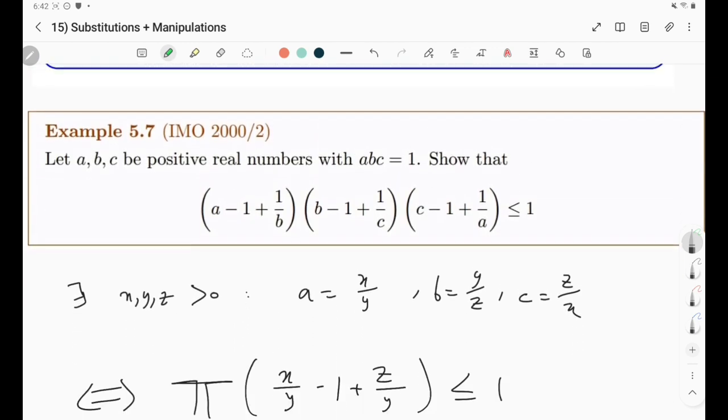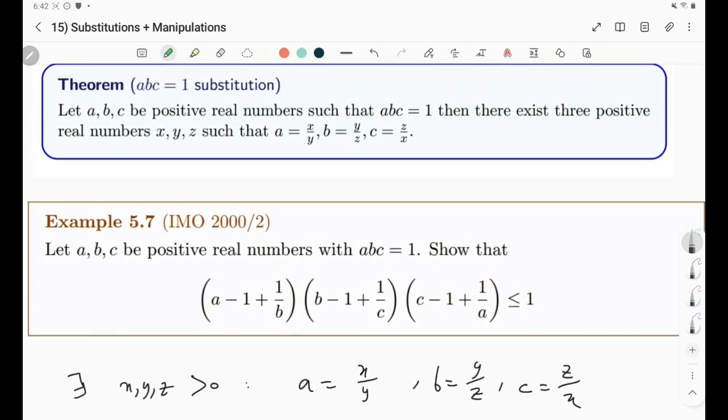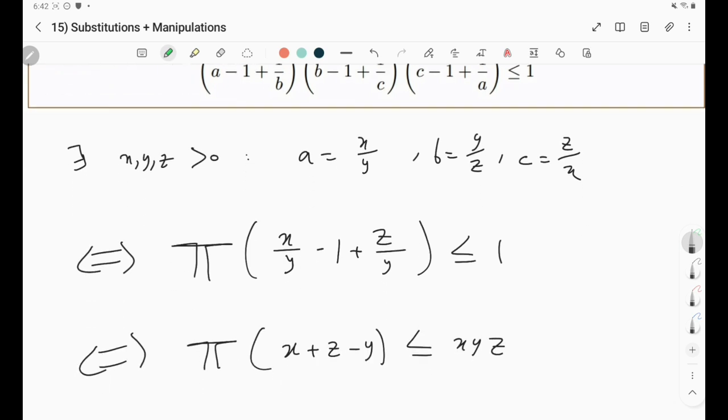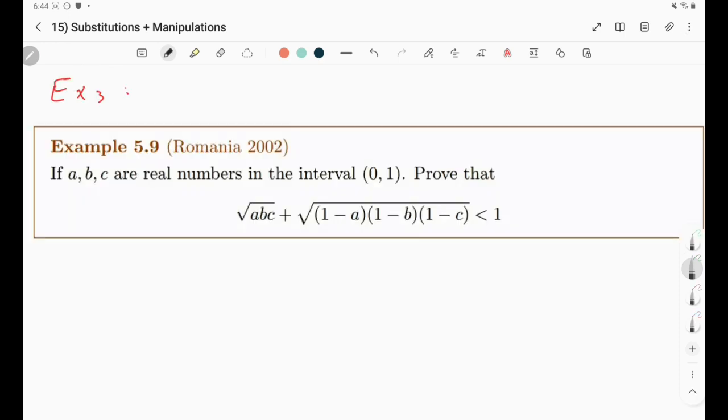Okay, so as you can see, these substitutions are very nice because they also make you get rid of the condition, and they force homogenization. So yeah, substitutions are very important. Okay, so let's take another example to illustrate the importance of substitutions. Our third example is from Romania 2002.